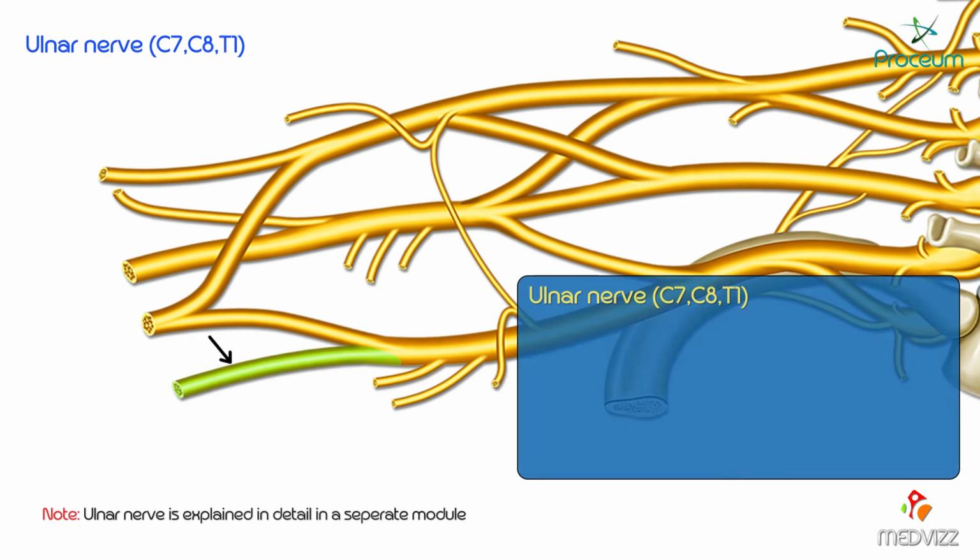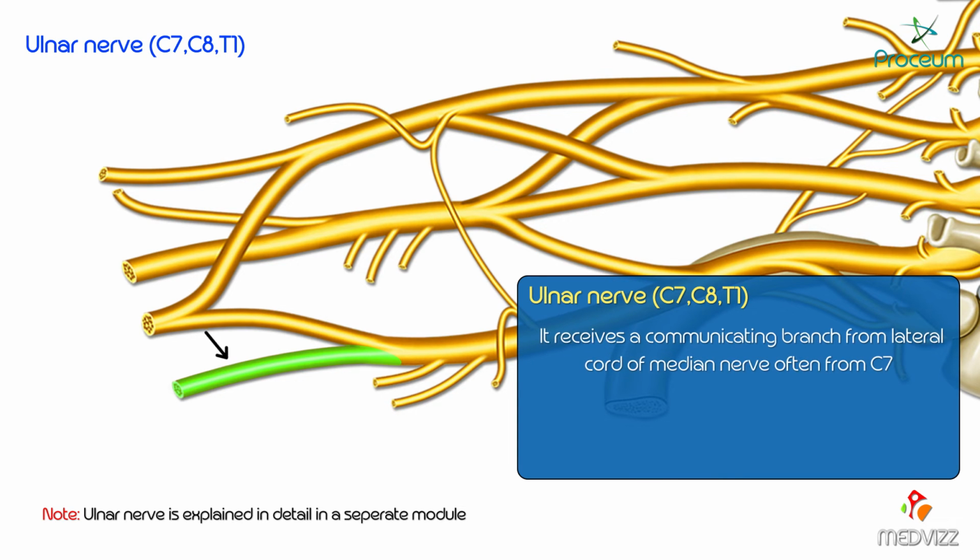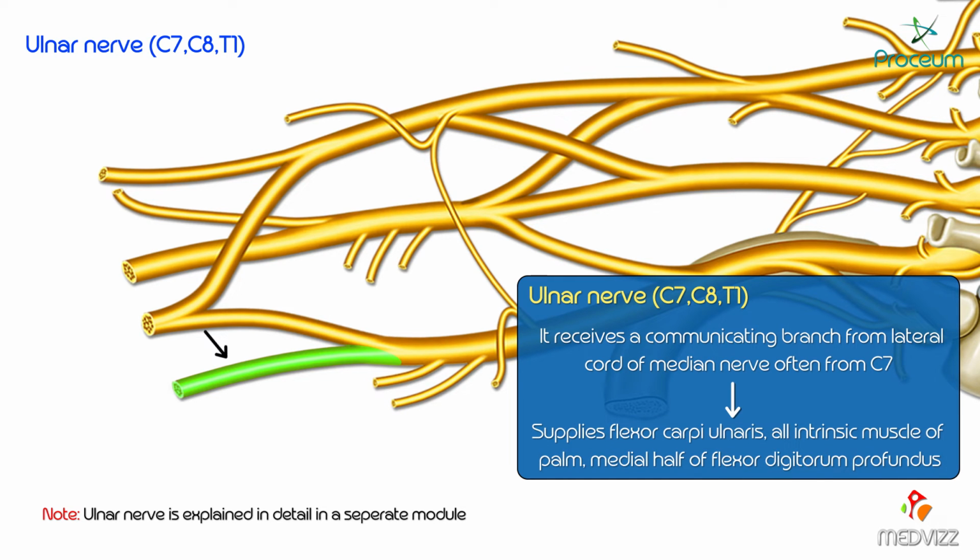And next is the ulnar nerve with the root value of C8 and T1. It receives a communicating branch from the lateral cord or the median nerve, often from C7. That is the reason sometimes we will also mention the root value of the ulnar nerve is C7, C8 and T1. Ulnar nerve mainly supplies flexor carpi ulnaris and all the intrinsic muscles of the palm, and also the medial half of flexor digitorum profundus.